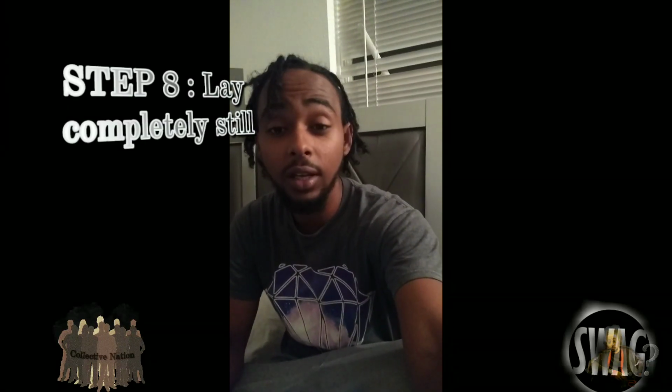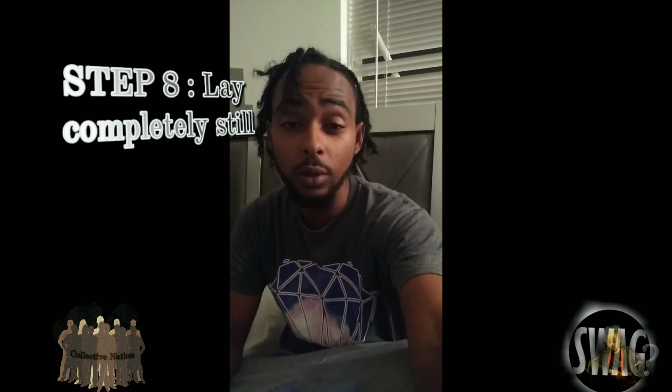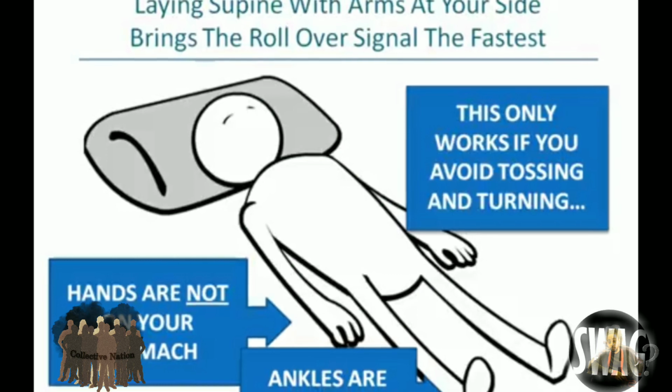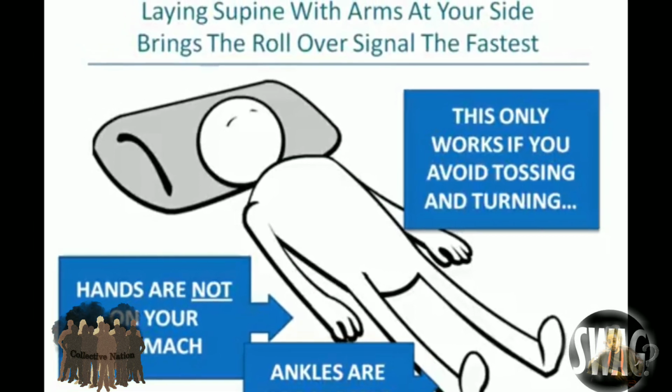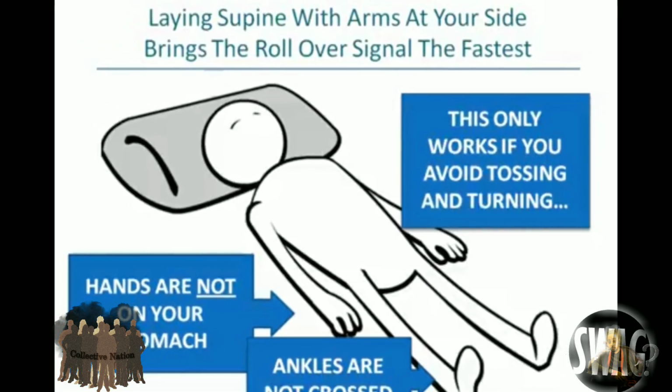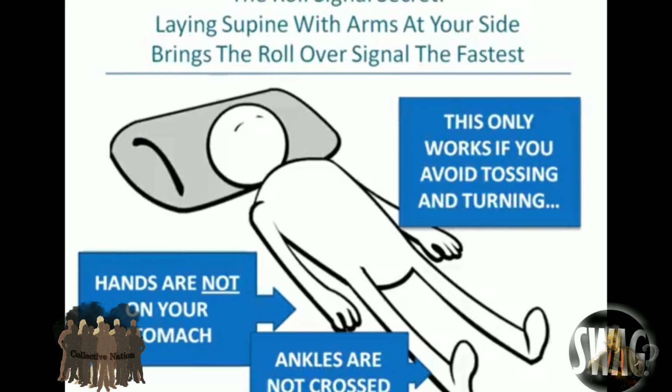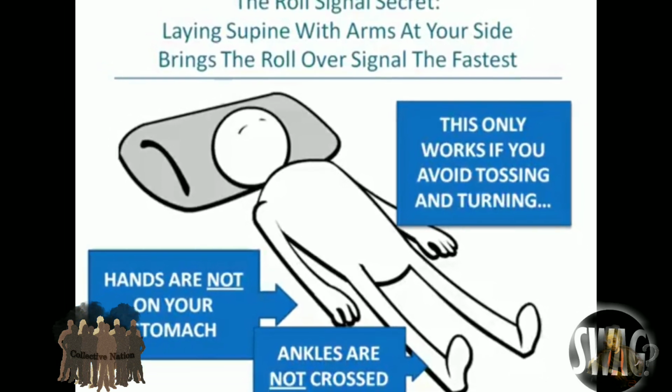Step 8. Now, in step 8, we're going to lay completely still. That means put your arms at your side, put your feet at your side. Do not cross your feet. Do not put your hands on your chest. Lay completely still. This is in order to try to bring on sleep paralysis. Now, sleep paralysis happens every night when you go to sleep in order to put your body in a state of paralysis so that you don't act out your dreams.